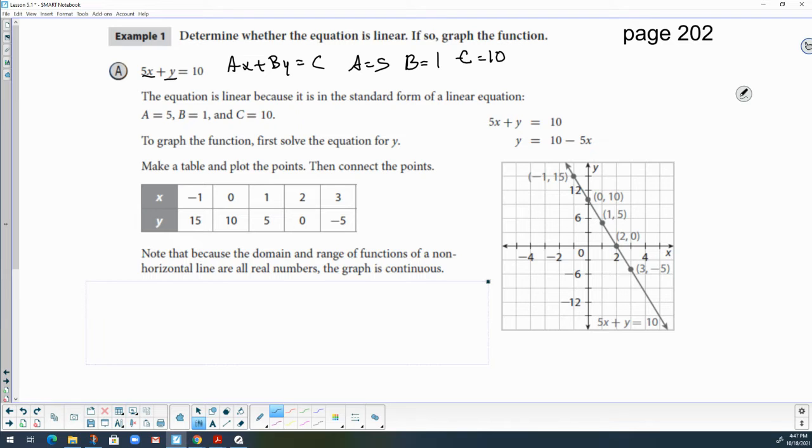Now, it's always best to isolate y, so then you can just solve for that variable and substitute it in. And that's what they did here. So they just subtracted the 5x and moved it to the other side. And you know 5x and 10 are not like terms, so therefore I end up with y is equal to 10 minus 5x. So to graph the function, again, we first solve for y, so that's what we should do.